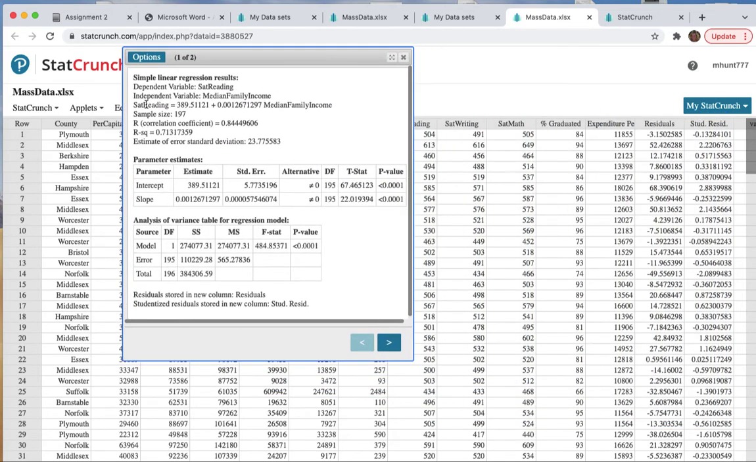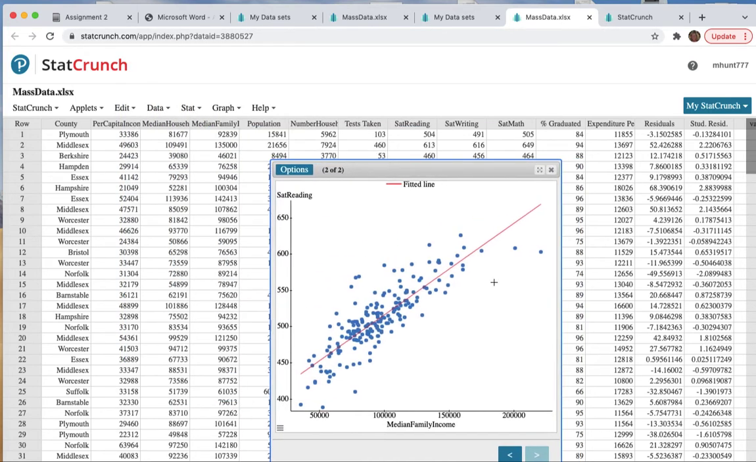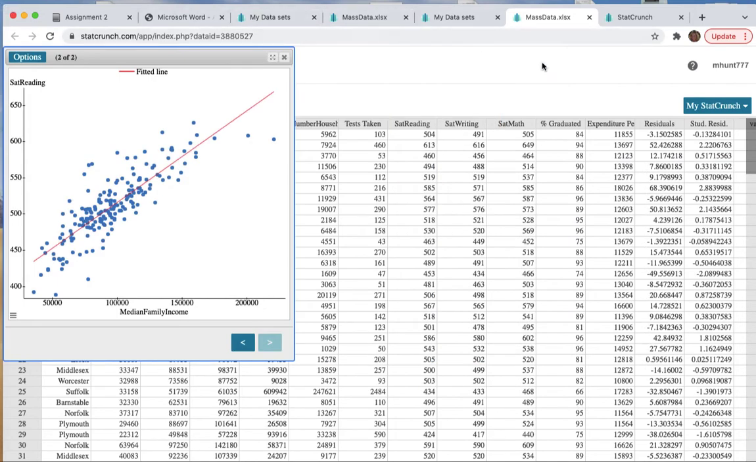So what I would do is I would highlight this regression equation and paste it into my document. I would highlight the correlation coefficient and the R squared and paste it into my document. And then I would go to the next page and I would do a screen capture of this scatter graph with the fitted line superimposed. And I'm just going to scoot this off to the side.